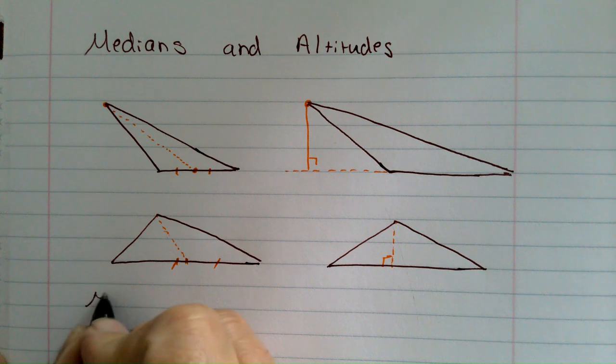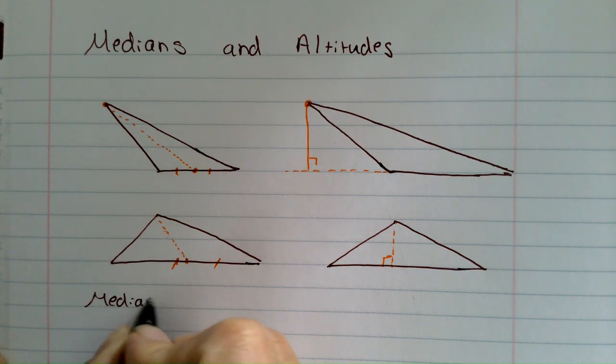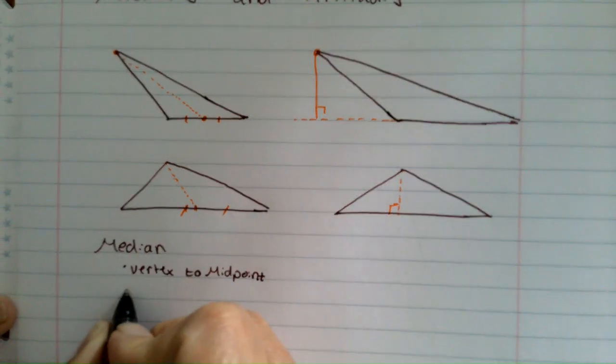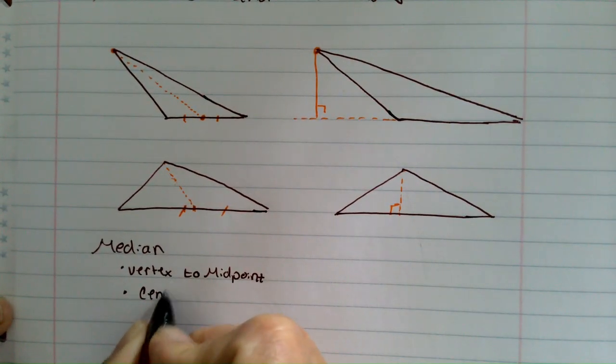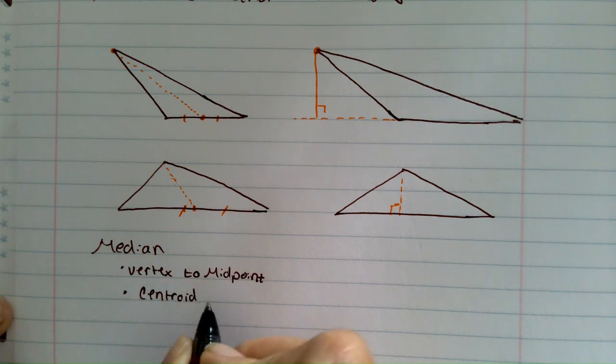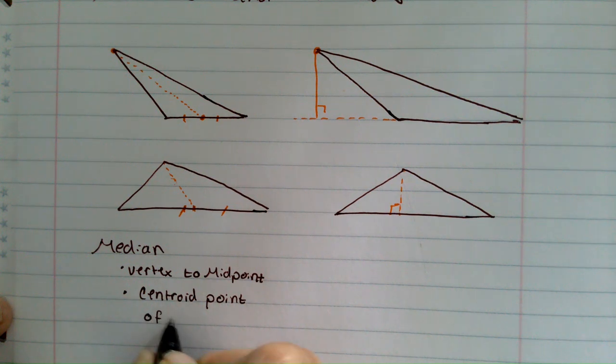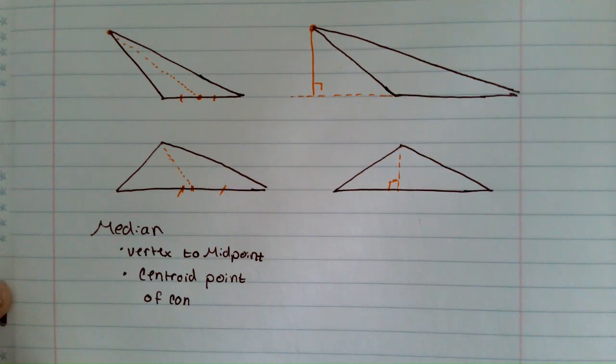So remember, a median is vertex to midpoint. They will meet at something called a centroid. And the centroid is your point of concurrency. If you don't know what a point of concurrency is, that's when several lines meet at the same spot.